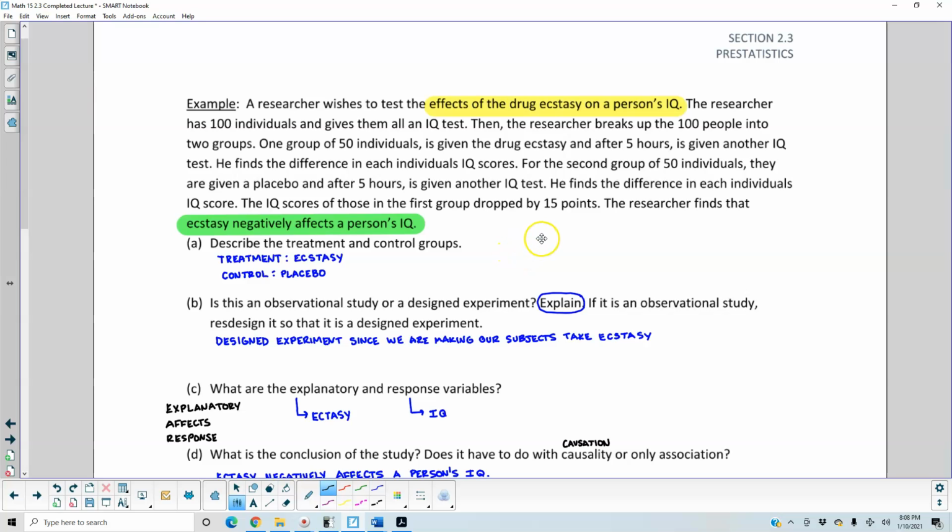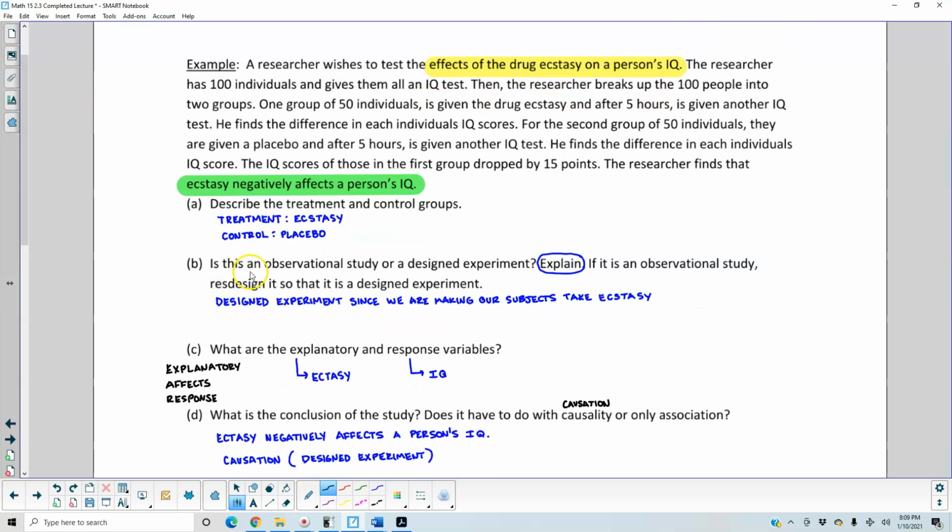The IQ scores of those in the first group drop by 15 points. The researcher finds that ecstasy negatively affects a person's IQ. So for part A, describe the treatment and control groups. Well, the treatment is ecstasy. The control group would be the placebo.